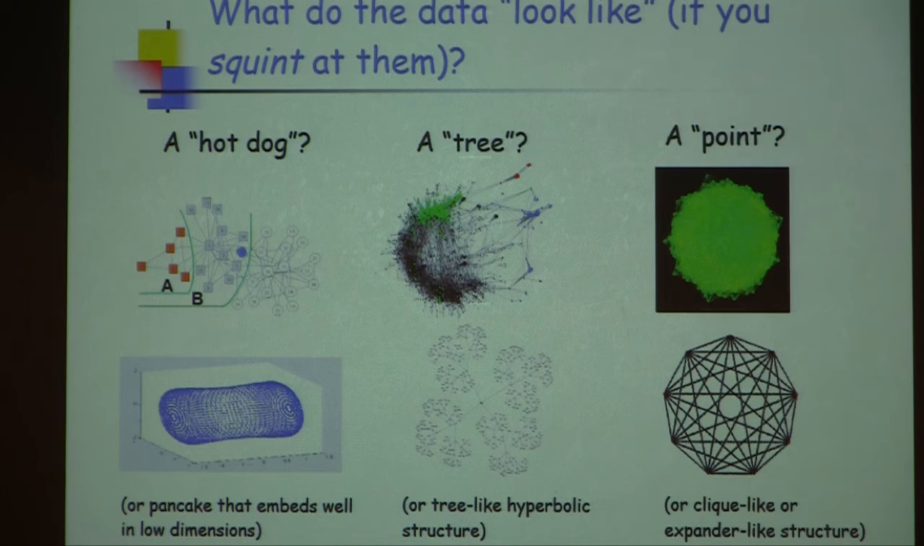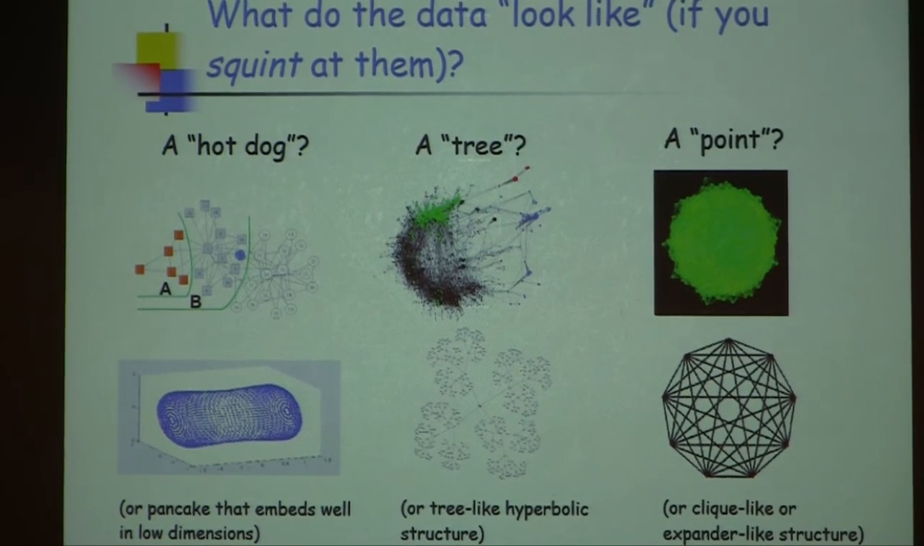So what does the data look like? You just squint at it. Is it a hot dog? The advertised printed phrase graphs I showed you, we had 3 nice clusters, is a hot dog. Left half, right half, it was a long hot dog, it was a middle, right? Left half, right half. And you get a good cut in the middle, 50-50. Is it an expander? Is it a clique? Is it just very, very well connected everywhere? Or is it some sort of tree, in quotes? Or some sort of tree-like hyperbolic structure?